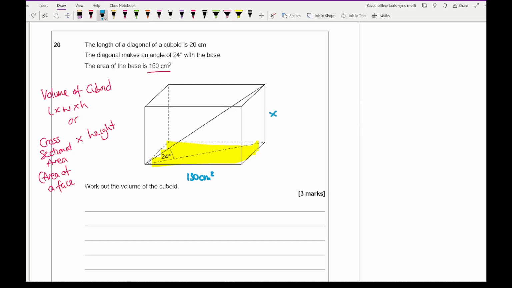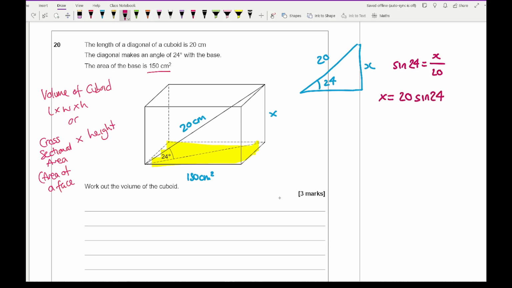Now from this, I then know that the diagonal of the cuboid is 20 centimeters. So then taking that triangle out, I know this is 20, this is x, and this angle here is 24. So then using a bit of trig, which I'm going to be using sine. So here I've got sine 24 equals x over 20. So x equals 20 sine 24. And if I type that into my calculator, so 20 sine 24, I get an answer of 8.13 and so on.